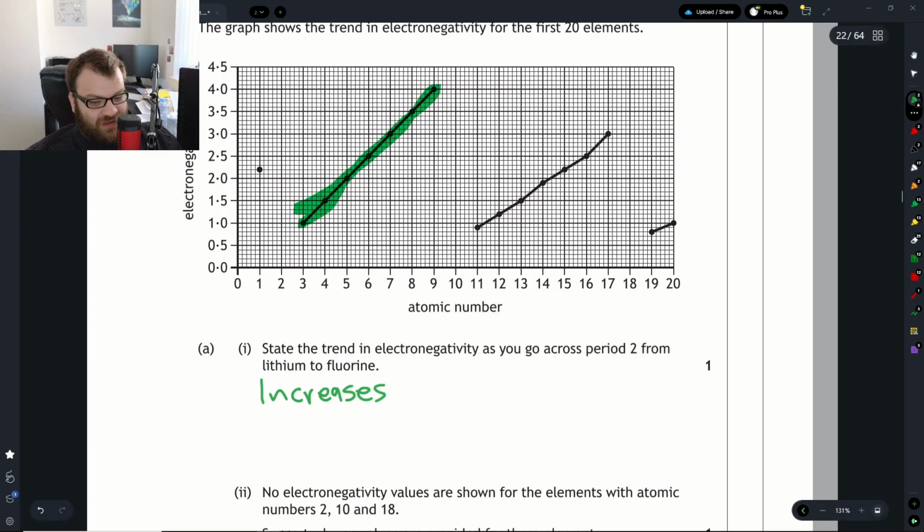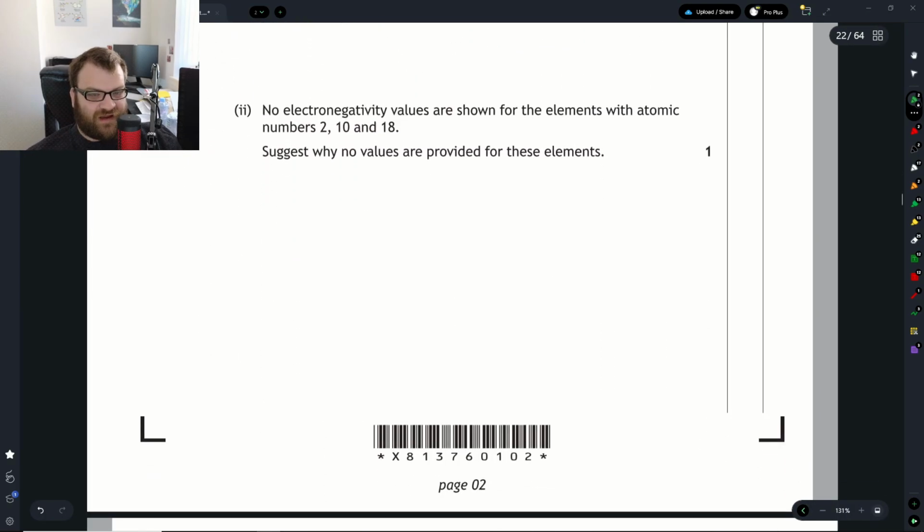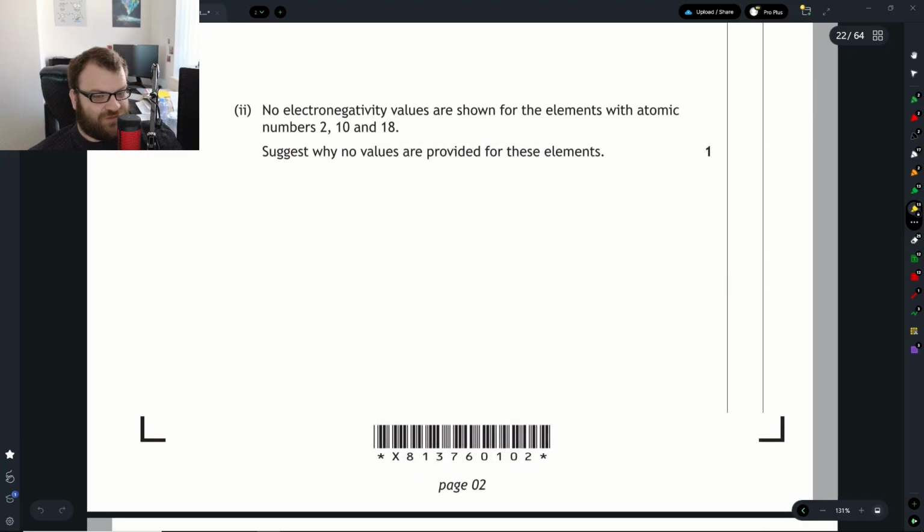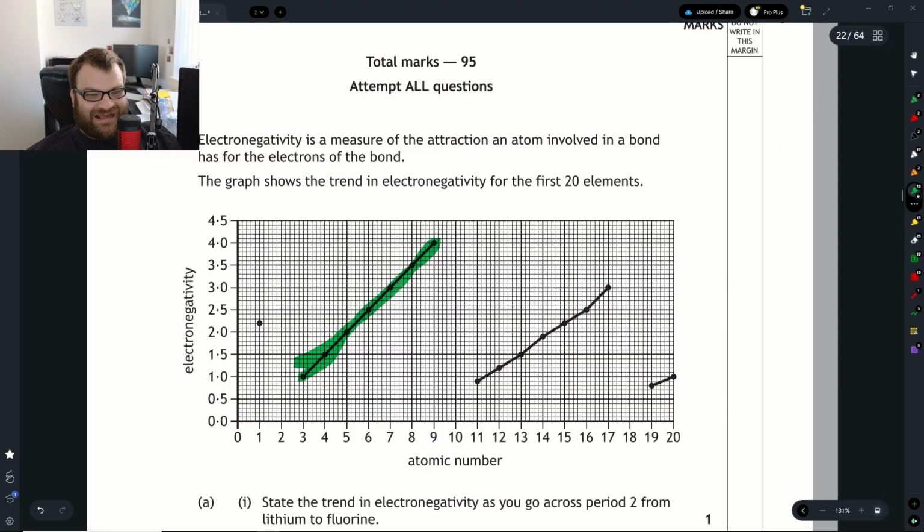There are no electronegativity values shown for elements with atomic numbers 2, 10 and 18. Let's look and see what they are. They are indeed noble gases. We're asked, why do we have no electronegativity values for the noble gases? As it tells us at the beginning of the question, it's a measure of the attraction that an atom has for electrons of a bond.